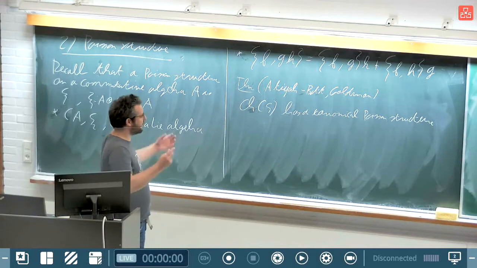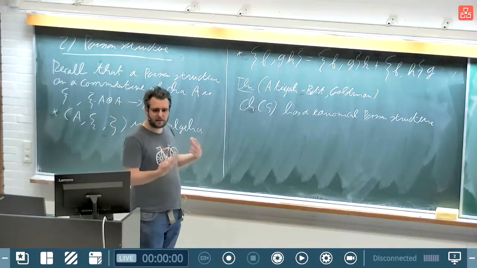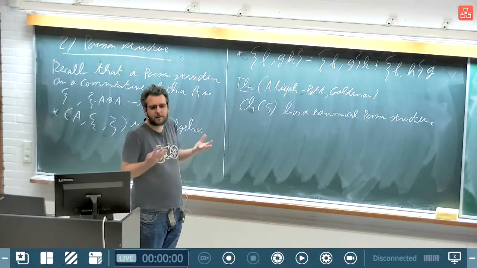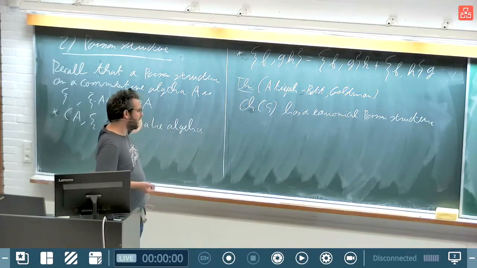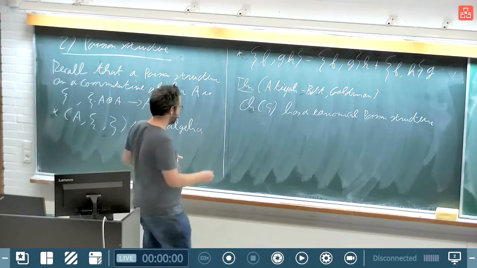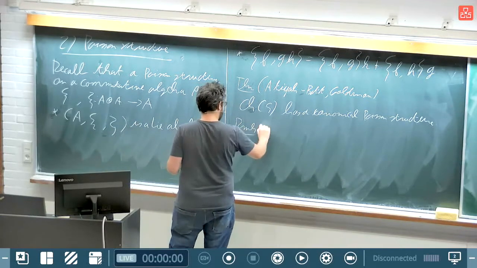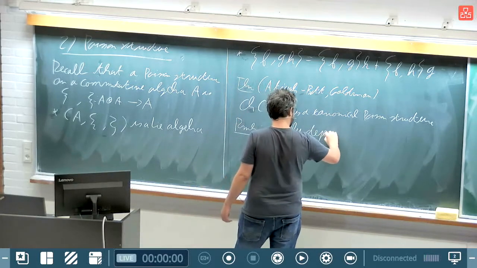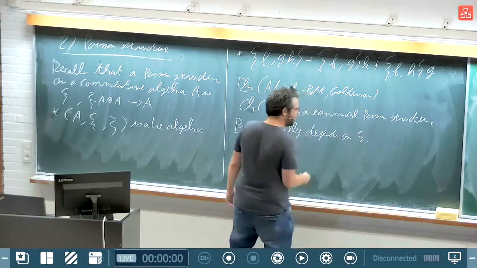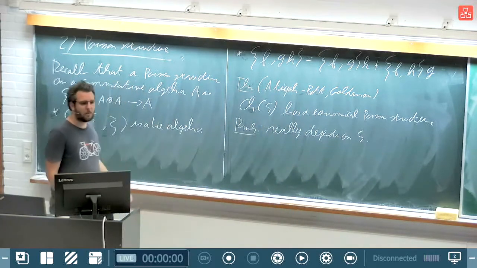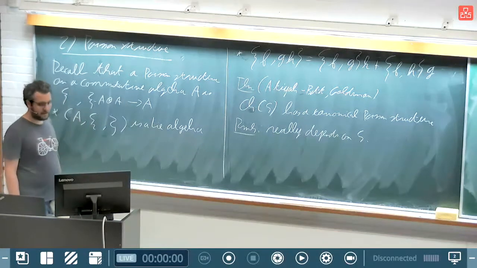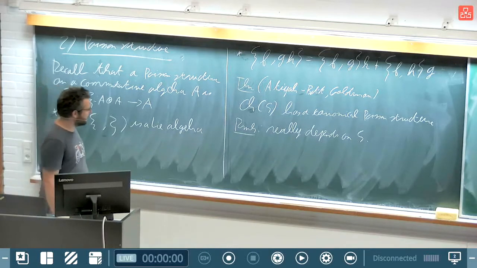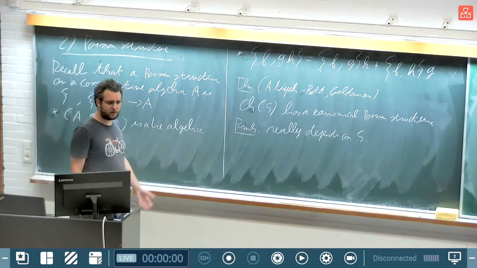I mean that it has an intrinsic definition in terms of the surface, it doesn't depend on any choices. So in particular, it's a topological invariant if you want. And a remark, which will be another exercise, is that this structure really depends on S. If you take, for example, a punctured torus and a pair of pants, they have the same fundamental group, so they have the same character variety, but they will have non-isomorphic Poisson structures. So this really sees the surface and not just the fundamental group somehow.